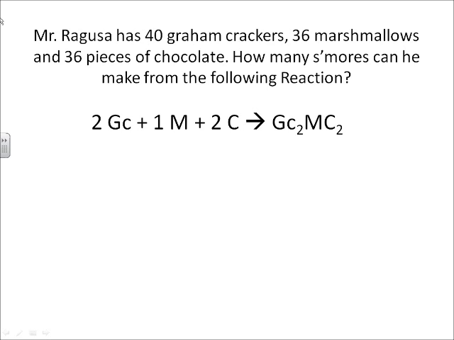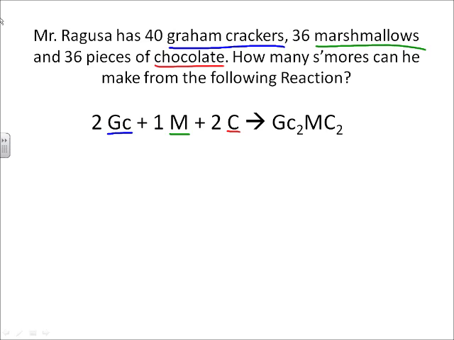So, being a chemistry teacher, naturally, I have to come up with a reaction for the way that this is going to look. So I have graham crackers, which I abbreviated with a GC. We've got marshmallows, which I abbreviated with an M. And then we have chocolate pieces, which I abbreviated with a C.